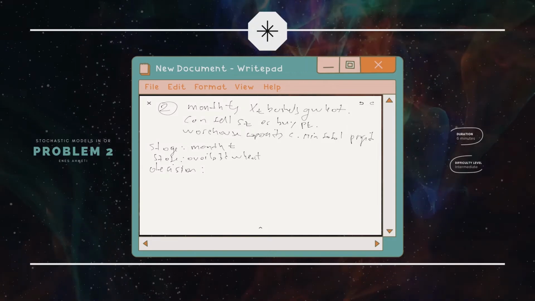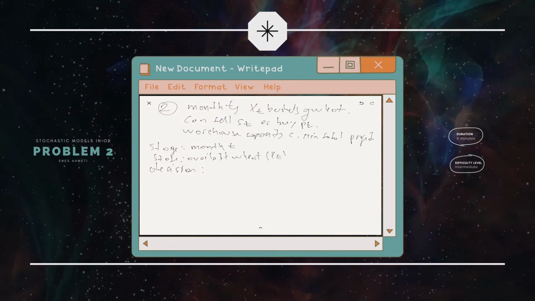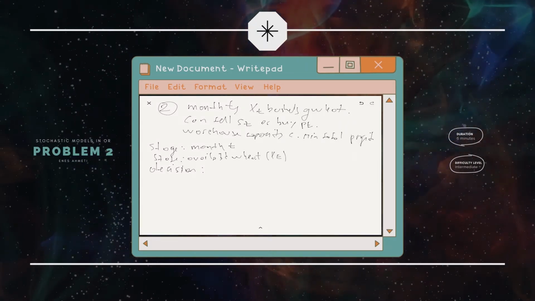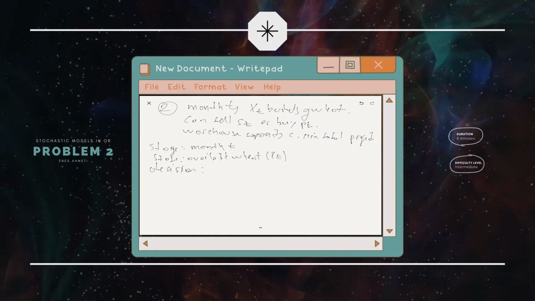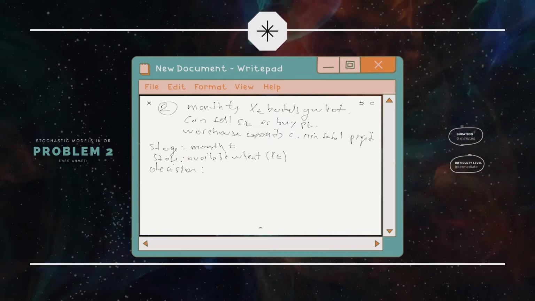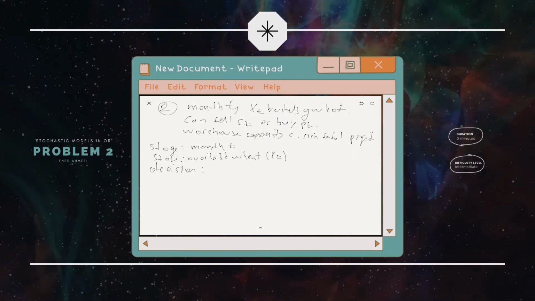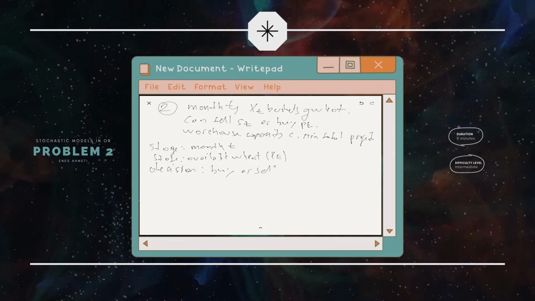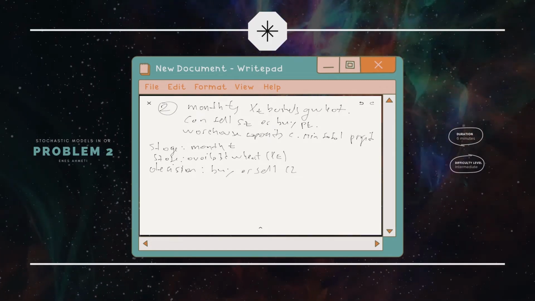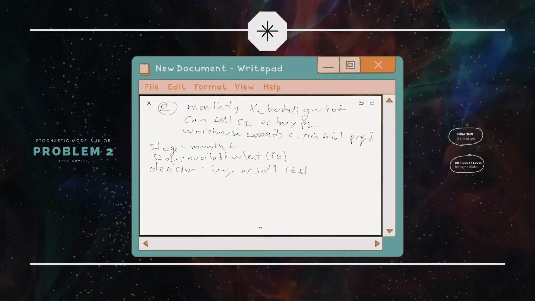Suppose we call this xt. And what is my decision? What am I trying to do? During each month, I am deciding whether I should buy more wheat or I should sell some portion of my wheat. So buy or sell, and we will call this zt as an example.